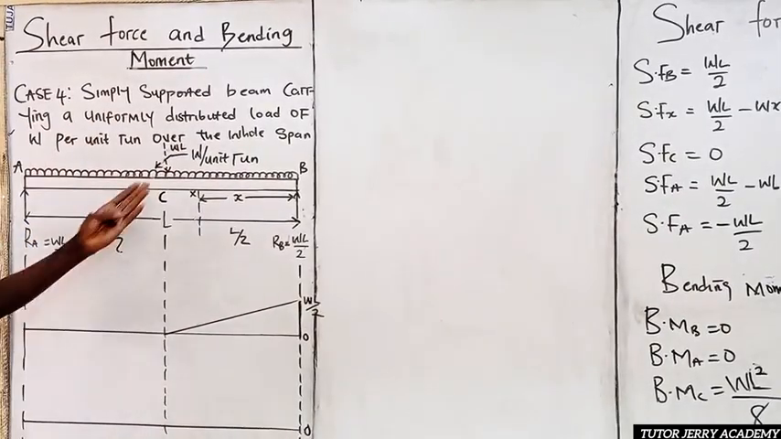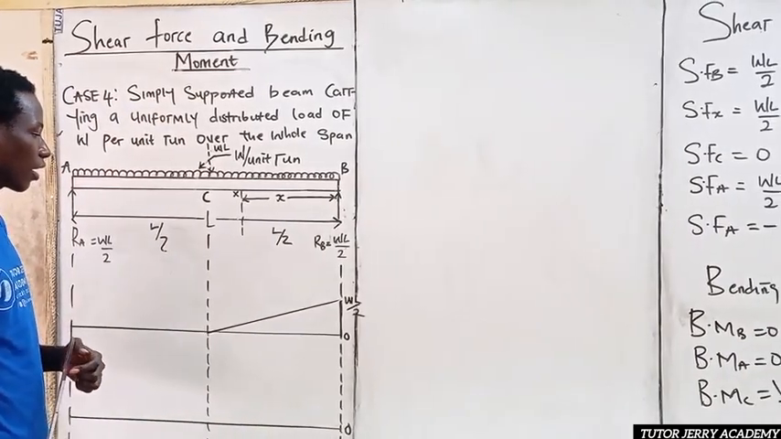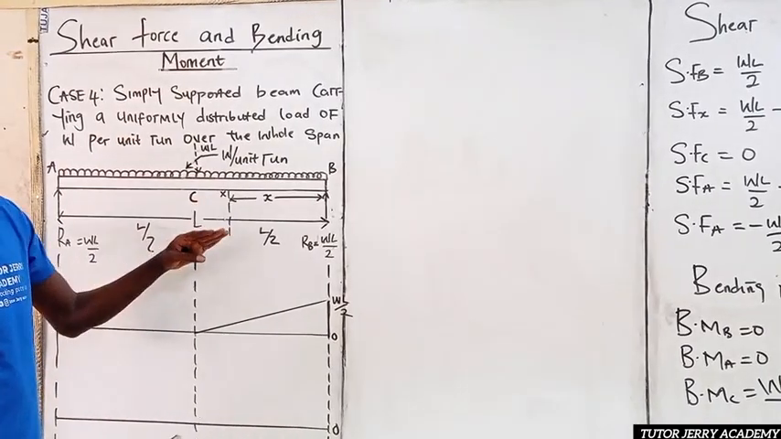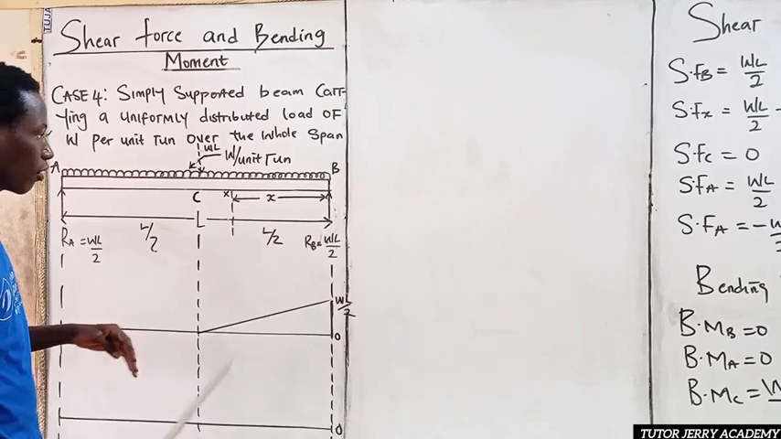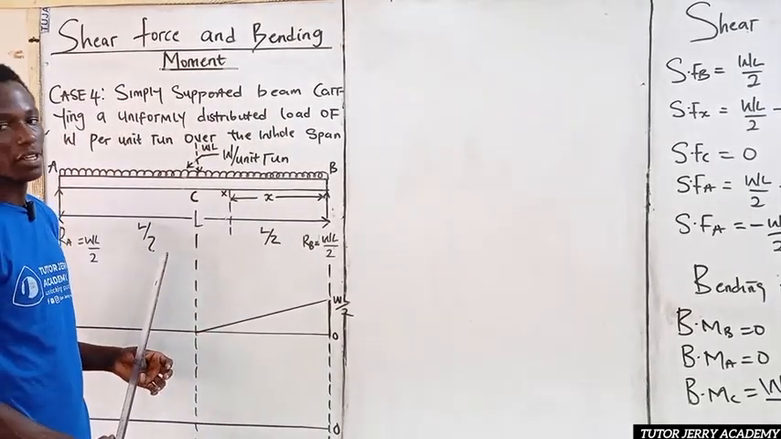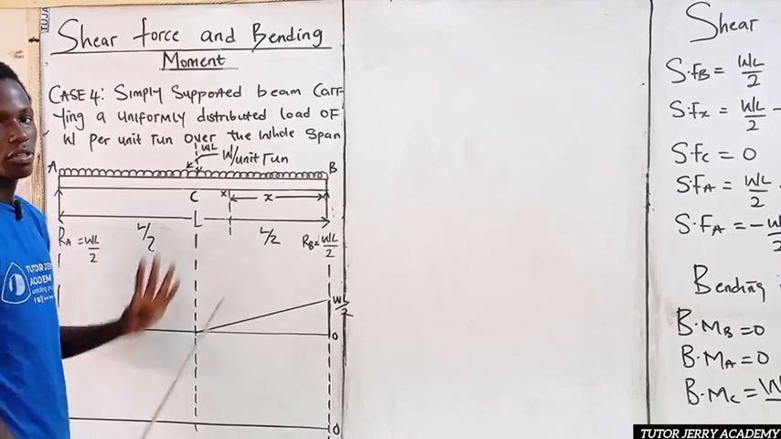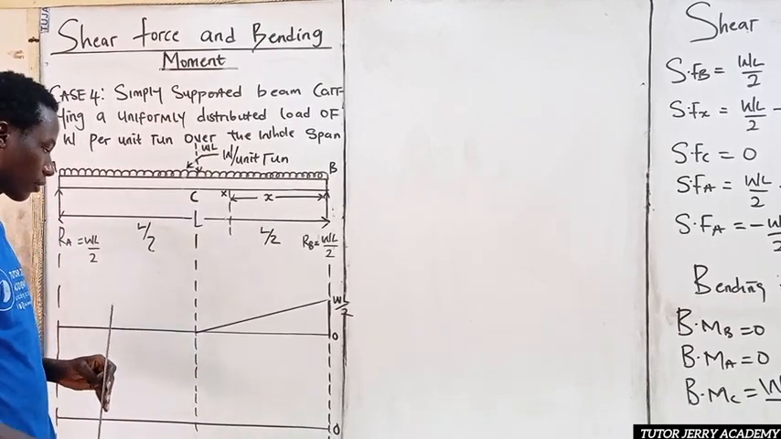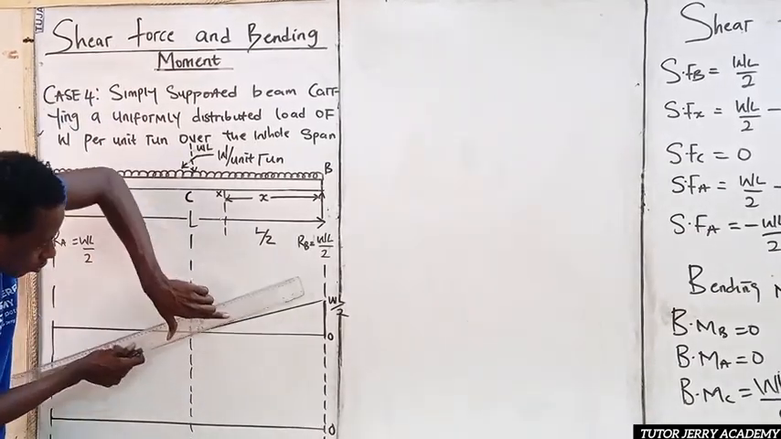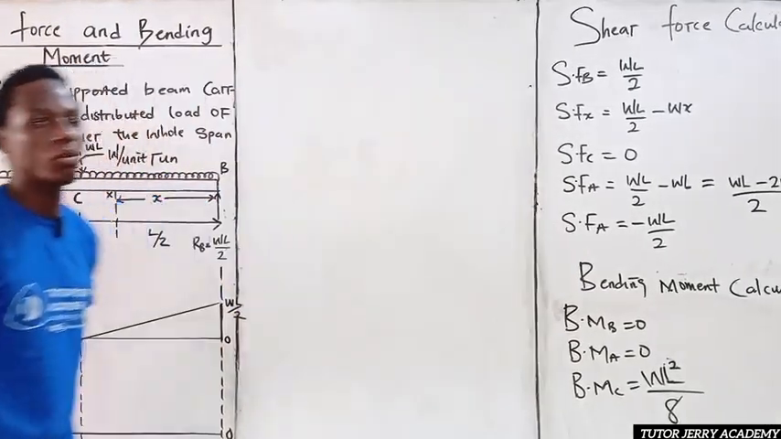So first at C, you can see that it's nothing but 0 here. Now we use an inclined line because we have a uniform distributed load. When we have a point load, if you can recall, we use a straight line to represent it. But now we have a uniform distributed load, so we represent it with an inclined line. Good. So our shear force at C is 0. So our shear force at A is nothing but minus WL all over 2.